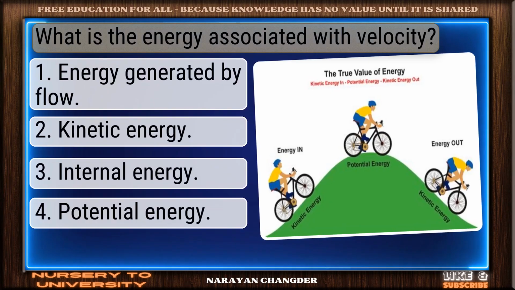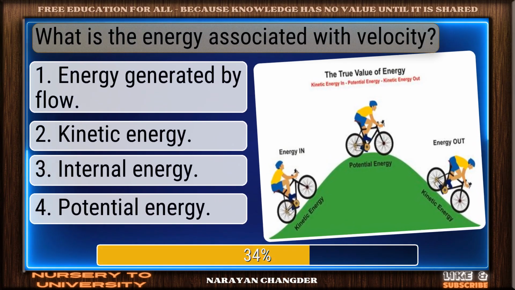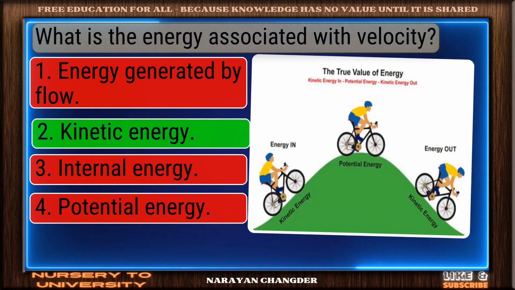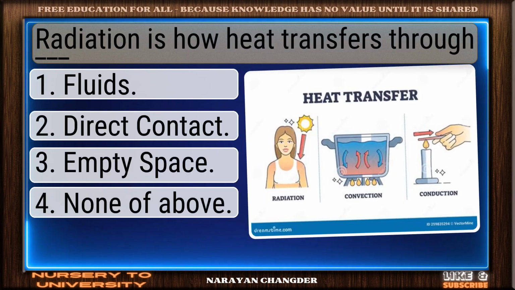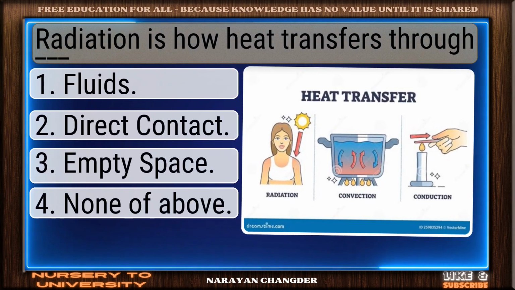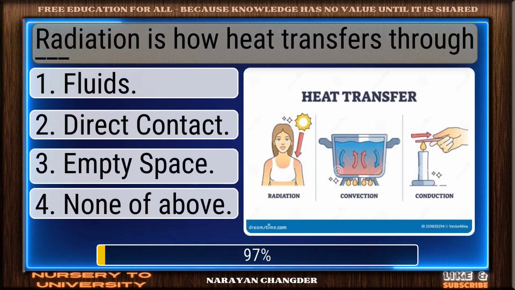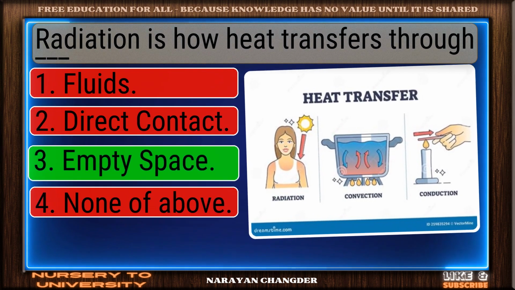What is the energy associated with velocity? Perfect. Kinetic energy is the correct choice. Radiation is how heat transfers through dash. Bravo, empty space is the answer.